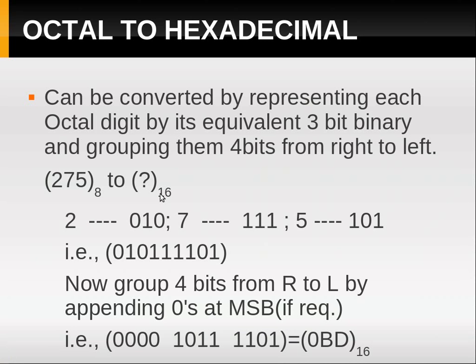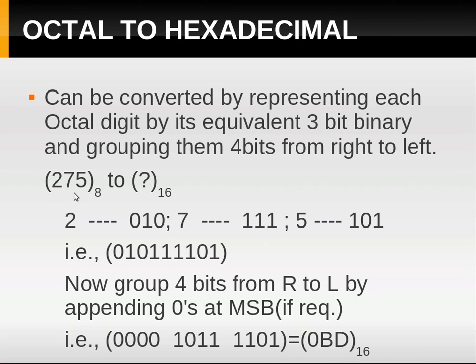Now we would see the next conversion, that is octal to hexadecimal. Okay, we'll see how to do that. It can be converted by representing each octal digit by its equivalent 3-bit binary and grouping them 4 bits from right to left. So we have to represent each and every octal digit in 3 bits form as we have done, but the thing is we have to group them in 4 bits form from right to left, which is nothing but LSB to MSB. It's a similar operation to what we have done for octal to binary, but here we have to group 4 bits, right? So we'll see an example here.